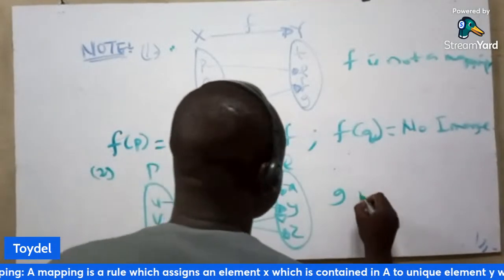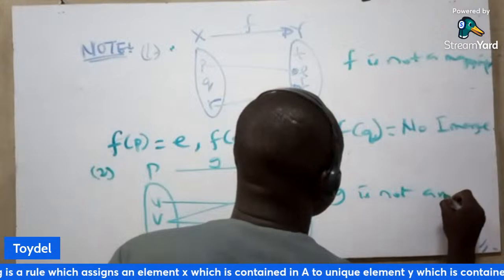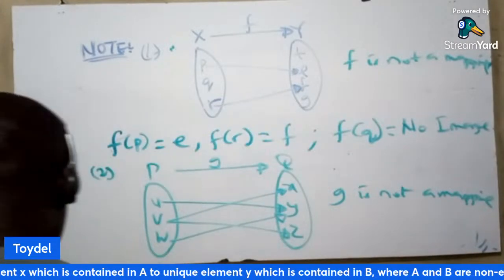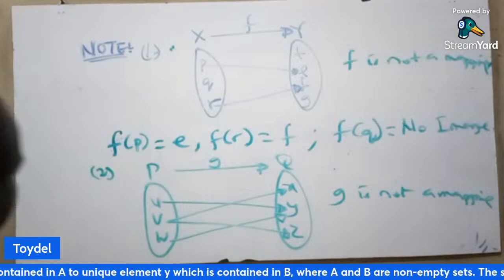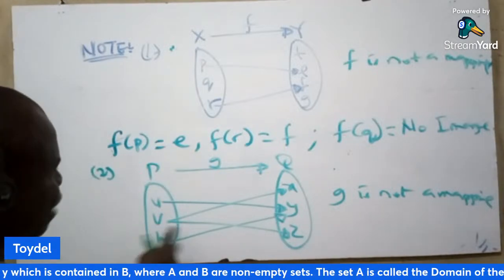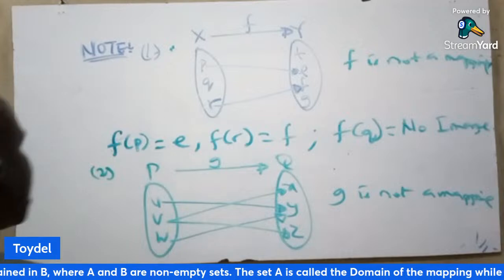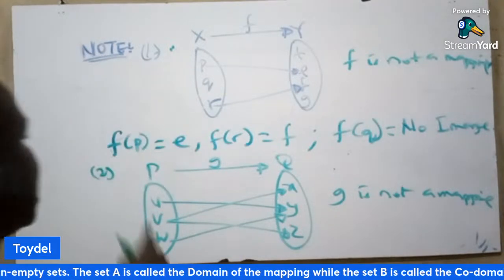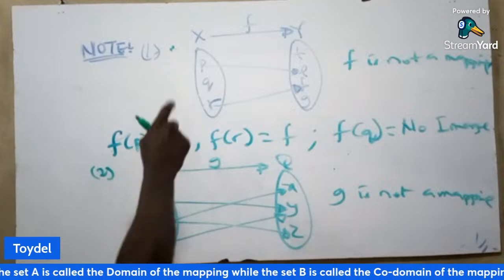G, which is the relation, is not a mapping. This G also is not a mapping. So the relation G is not a mapping. Why? Because one element in the domain cannot have two images in the codomain. So it does not make sense. But two elements here can have one image.